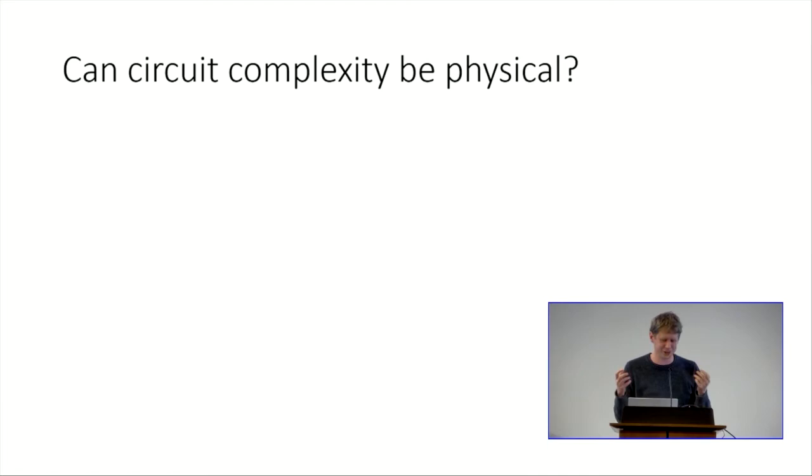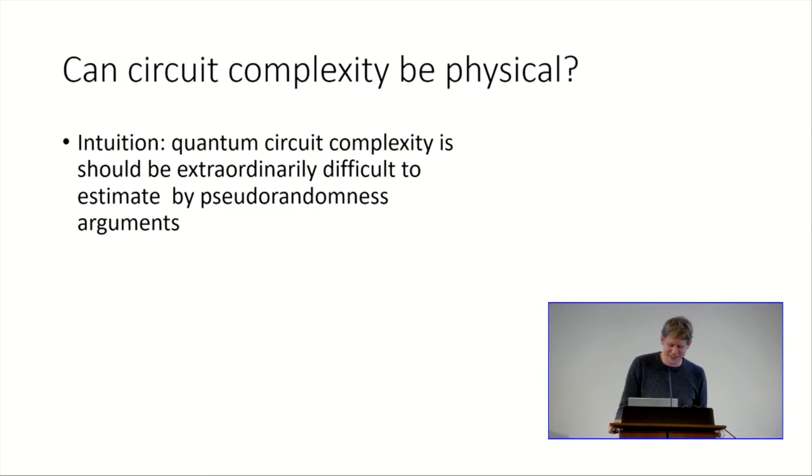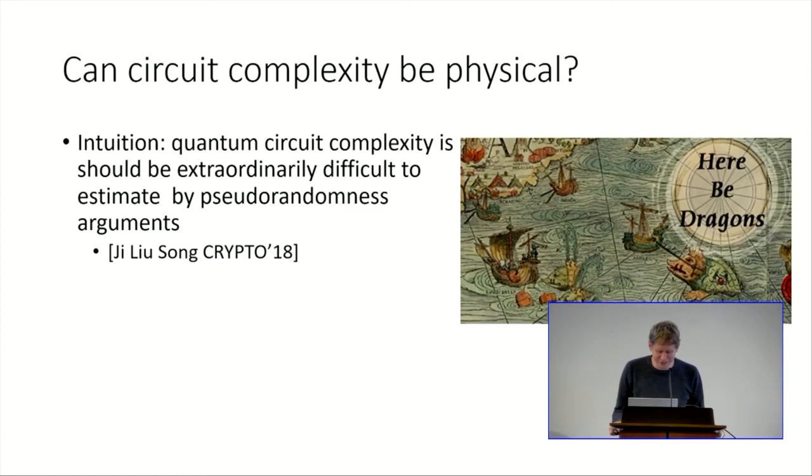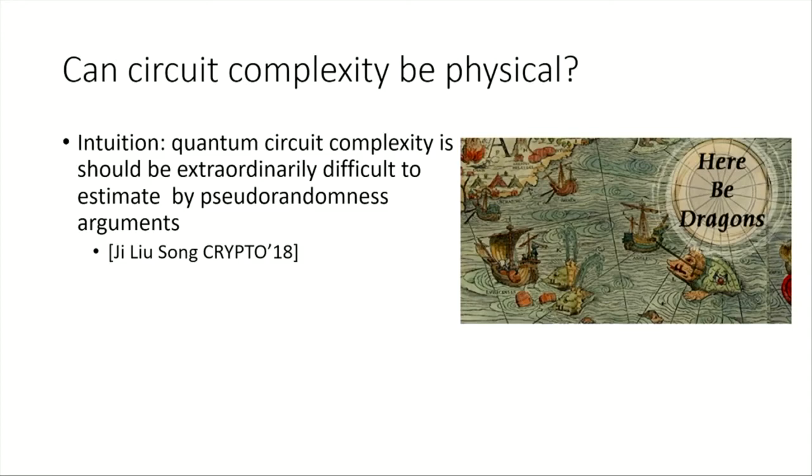But our intuition here as complexity theorists is that this seems very weird, because complexity is something that's so difficult to estimate or measure, by pseudo-randomness arguments. And in fact, there was a paper of Ji, Liu, and Song that showed that in certain quantum mechanical models, you can have quantum analogs of pseudo-randomness, something called pseudo-random states, that do mean quantum circuit complexity is difficult to compute. So if this is true, how could quantum circuit complexity be physical?